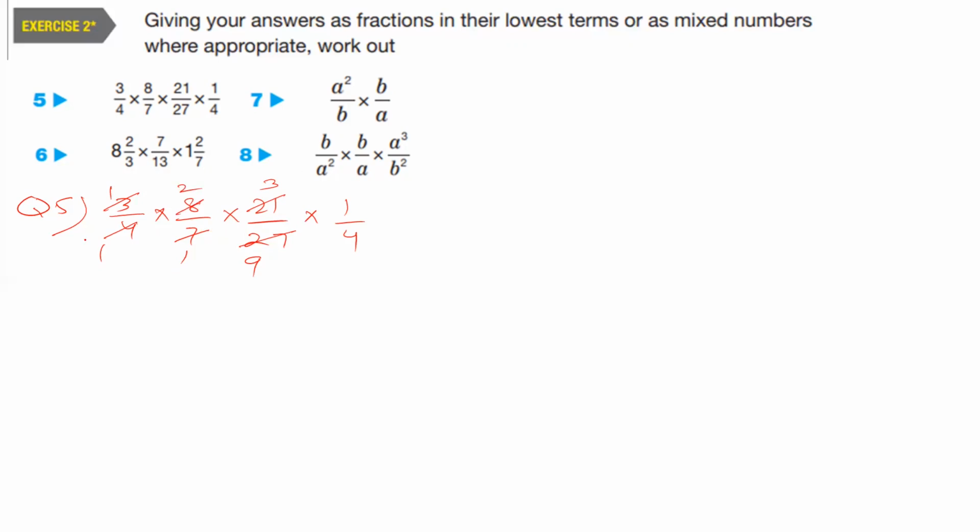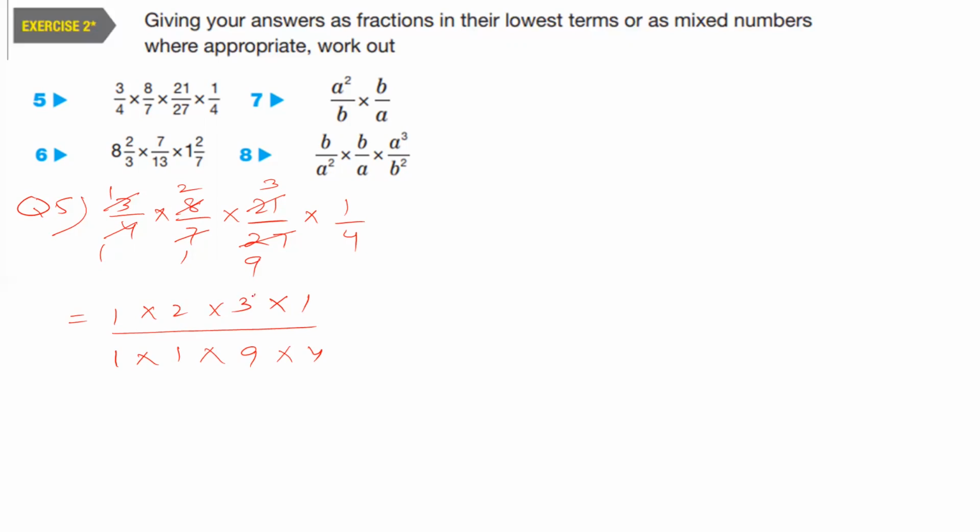Now we have too many numbers. We can rewrite them. So 1 times 2 times 3 times 1, all the numbers in the numerator, and all the numbers which are left in the denominator, we write 1 times 9 times 4. Now again we check which numbers we can divide and get the simplified form.